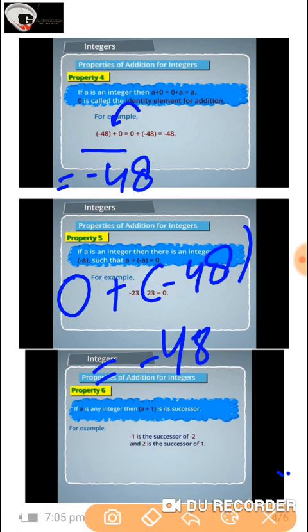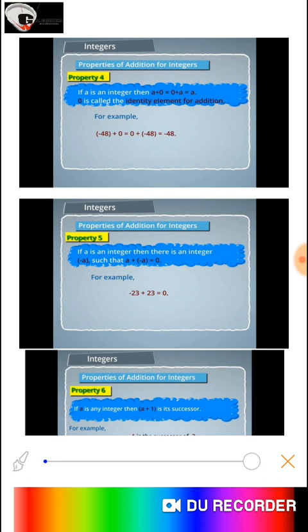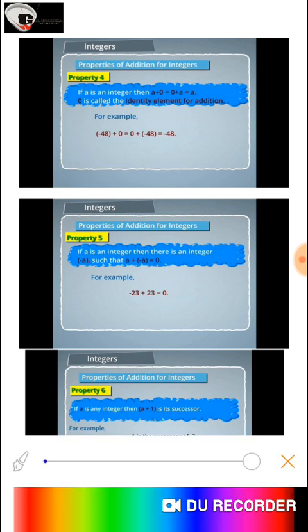Property 5. It says that if a is an integer, then there is an integer minus a such that a plus minus a is equal to 0. Now let us consider an integer, -23. Or let us consider a different example. Suppose we consider an integer 2.